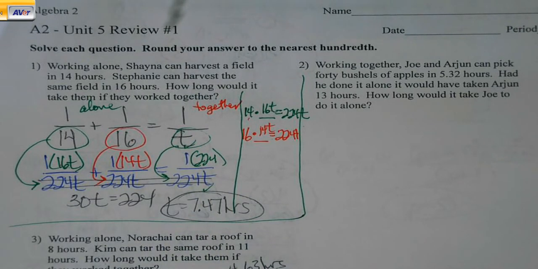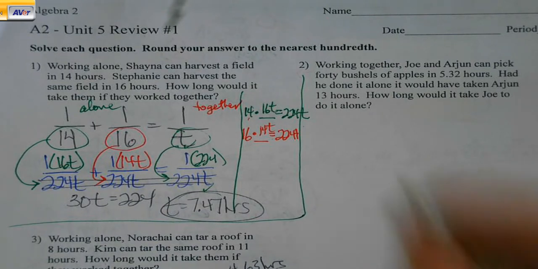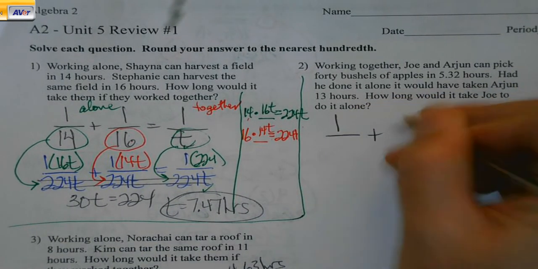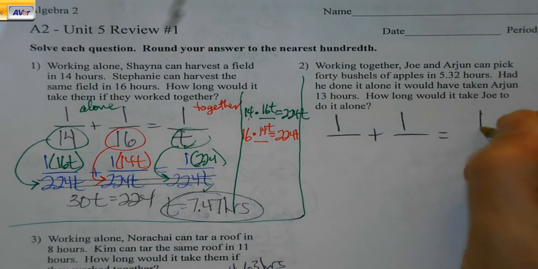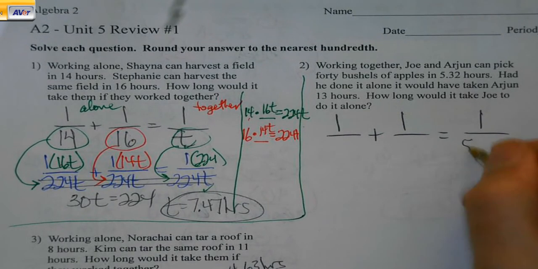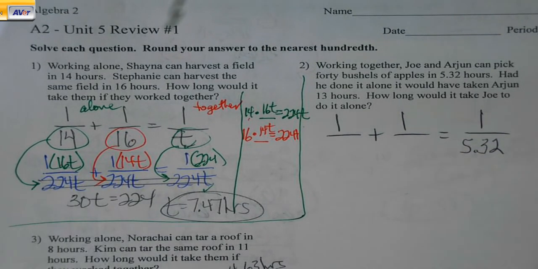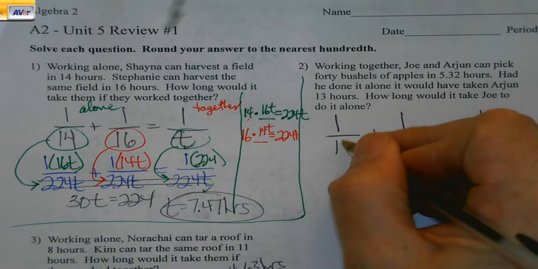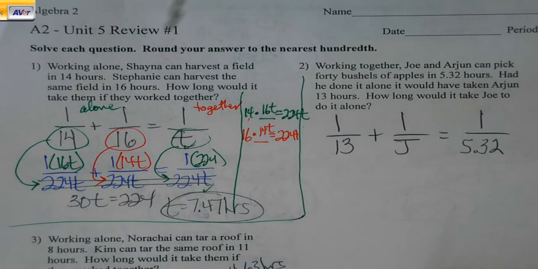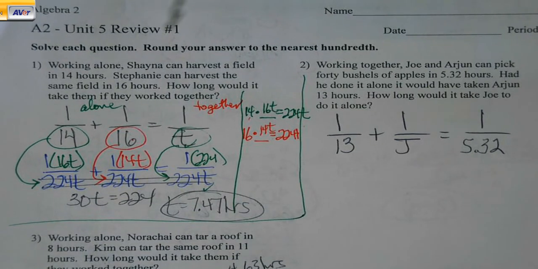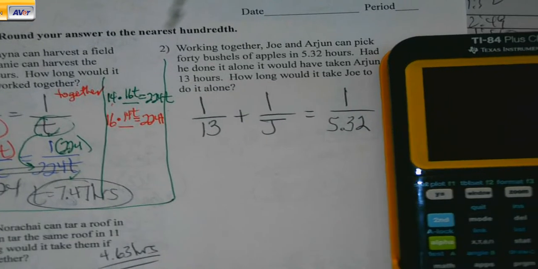Working together, Joe and Arjun can pick 40 bushels of apples in 5.32 hours. Notice, working together. The together fraction is always on the right. So that's where my 5.32 would go. Had he done it alone, it would have taken Arjun 13 hours. How long would it take Joe to do it alone? Now, is that going to change anything as far as me figuring out a common denominator or working this out? No. No, it is not.